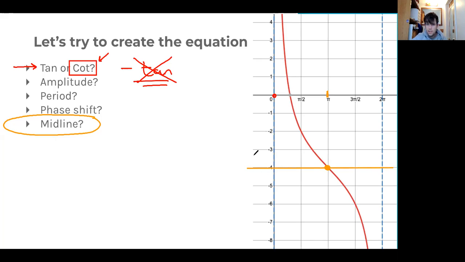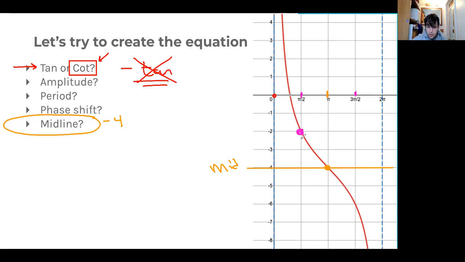So this here is our midline, -4. What about amplitude? How much are we stretching up and away from that? Same idea, right? We need to find that distance that's going up and down from the midline. So here's our 1/4 location. Here's our 3/4 location.